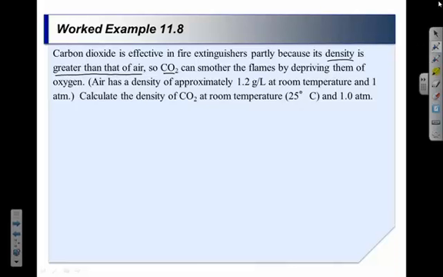So the density of air is given. So I've got 1.2 grams equal 1 liter. And I want to calculate the density of CO2. This example illustrates how important it is, when you're dealing with different substances, to keep track of the substances in your relationships and in your conversions. Because a liter of CO2 is not the same as a liter of air.